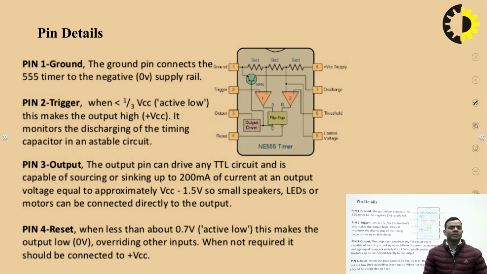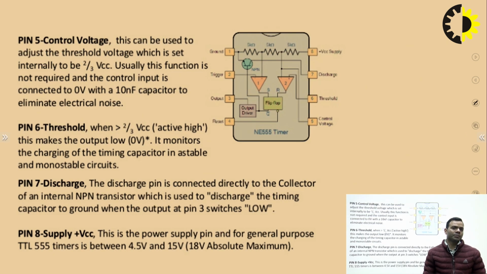Pin number 3 is for the output, pin number 4 is for the reset, and pin number 5 is for the control voltage. This can be used to adjust the threshold voltage, which is set internally to be 2/3 VCC. Pin number 6 is the threshold pin. When it reaches 2/3 VCC, it changes the output of the comparator. Pin number 7 is the discharge pin, while pin number 8 is the supply pin. That means for the proper operation of the 555 timer, pin number 8 should be connected to the high voltage plus VCC.